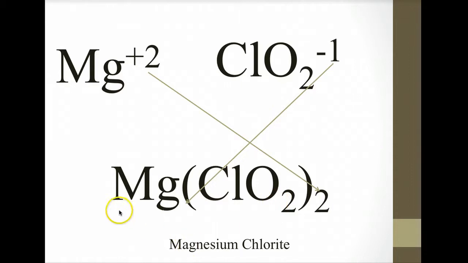Okay, so for the name, magnesium, and we don't change the name of the polyatomic ion. So on binary compounds, remember the ending is what? IDE. Okay, but on polyatomic ions, we do not change the ending of the polyatomic ion. We keep the name, so it's magnesium chlorite.